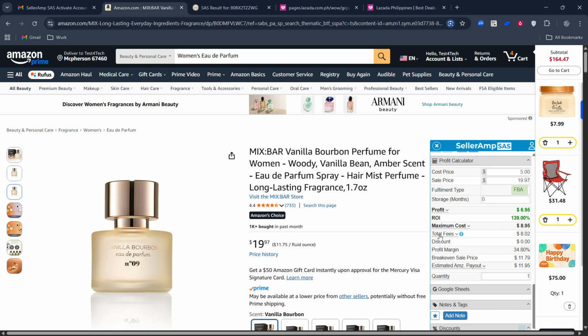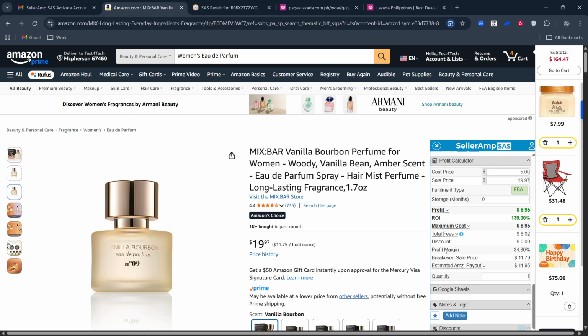After that, review margin. Margin tells you what percentage of the selling price is profit. The formula is margin equals profit divided by sale price. With a $3 profit on a $20 sale, your margin is 15%.